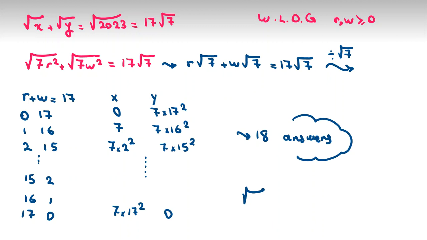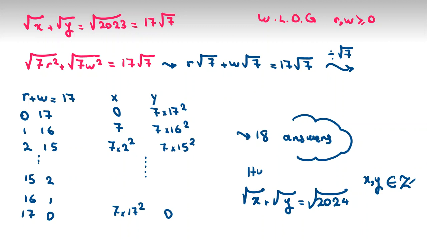Okay, as homework, try to solve root x plus root y equals root 2024, because these numbers related to years are good to know the prime factorization of, and they will be useful. X and y are integers. And see how many answers there are. Try to solve it as homework.